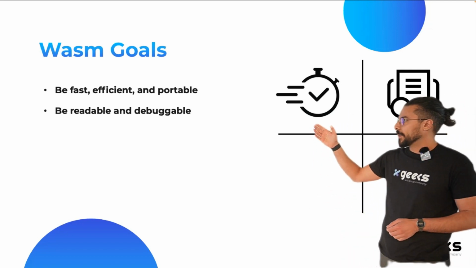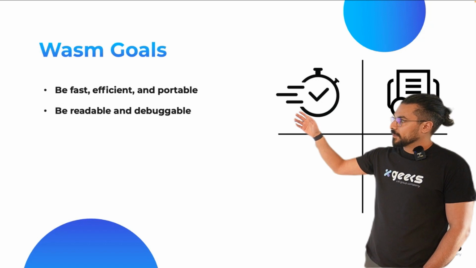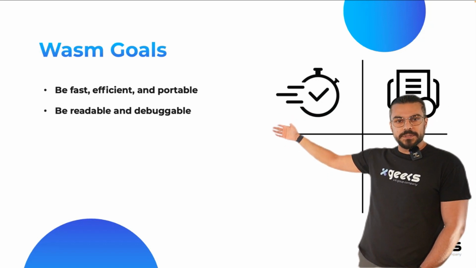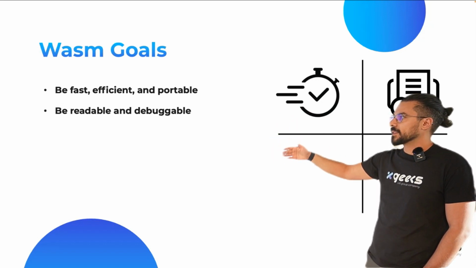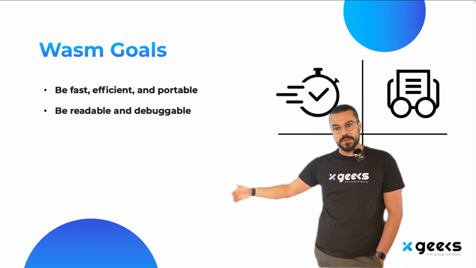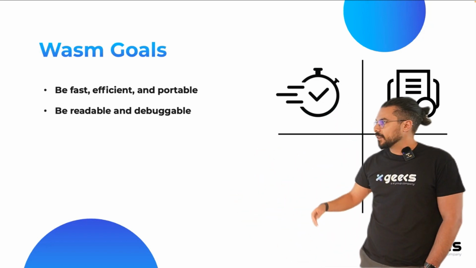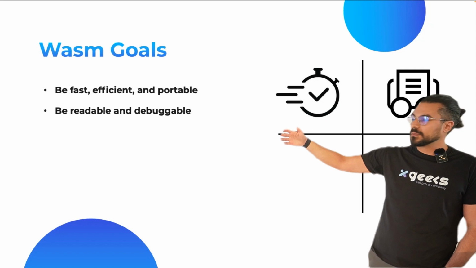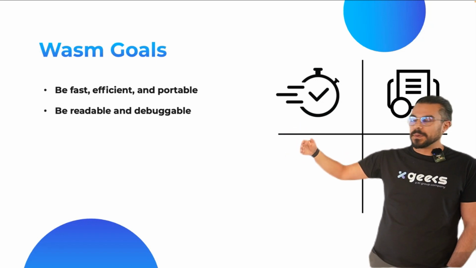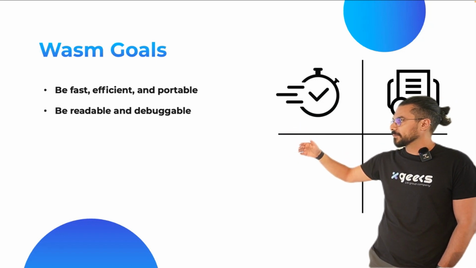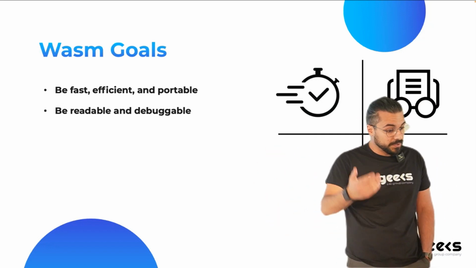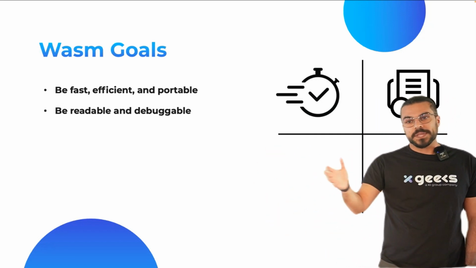Be readable and debuggable. WebAssembly is a binary format, like I mentioned, but it also has a low-level assembly language called WAT. It's mainly used for debugging purposes, but people like to use it as well. But nobody codes in that, okay?